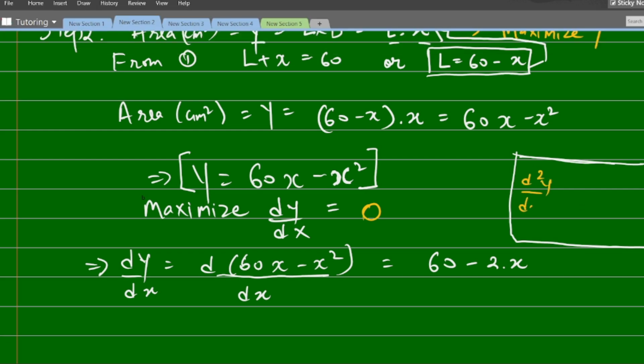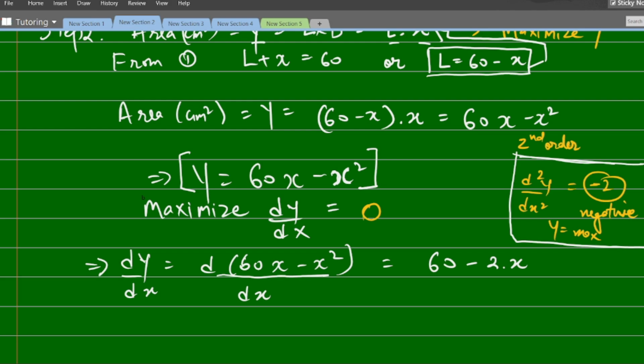d2y by dx square, which will be minus 2. Since this is negative, your main function, which is y, will be maximum. Had this been positive, your y would have been minimum. Okay, this is second order.